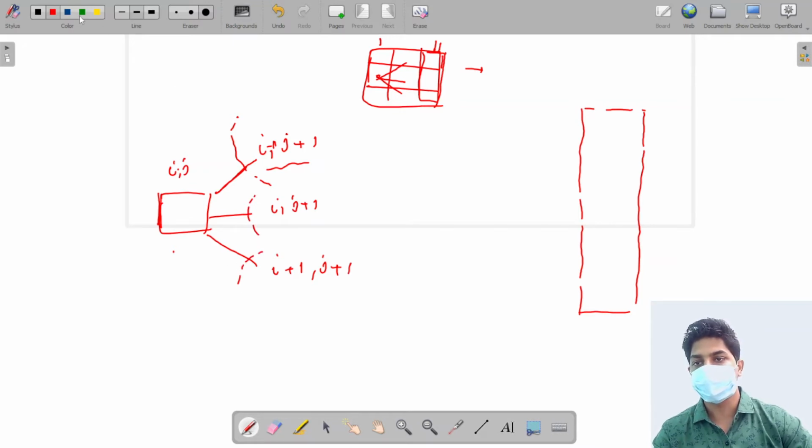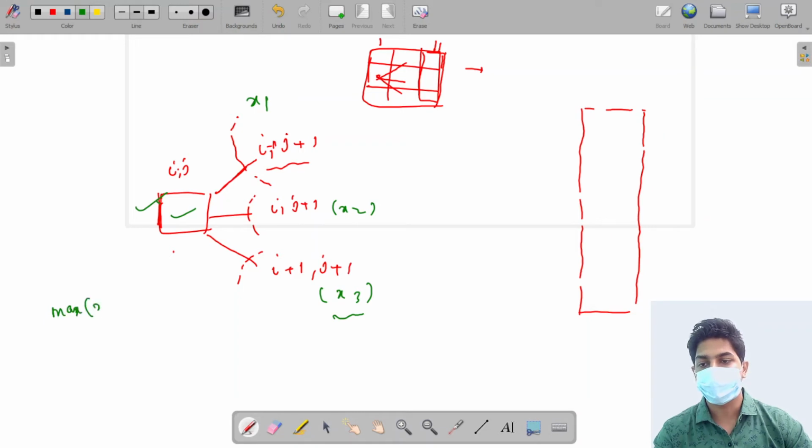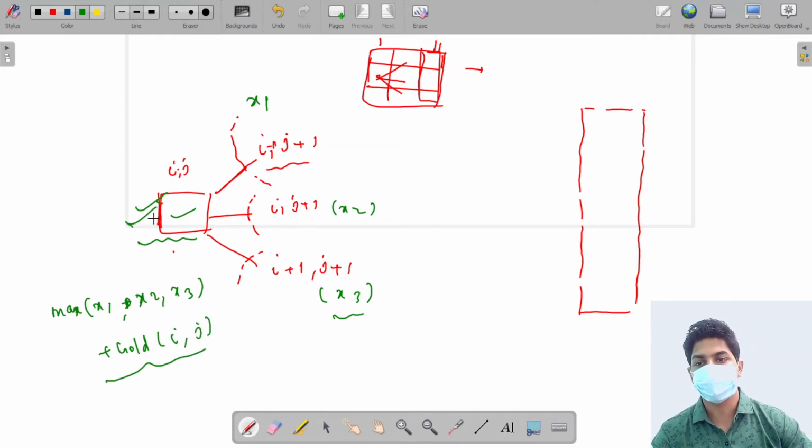Now suppose this guy tells me that I can give you x1 amount of gold, this guy tells me that I can give you x2 amount of gold, and this guy tells me that I can give you x3 amount of gold. Then the maximum gold which I can collect if I start digging from this point is the maximum of x1, x2, x3 plus the gold where I am currently, that is gold of i comma j. This is the maximum gold that I can collect at any cell. So this is the recursive intuition which we are going to use in this particular problem.